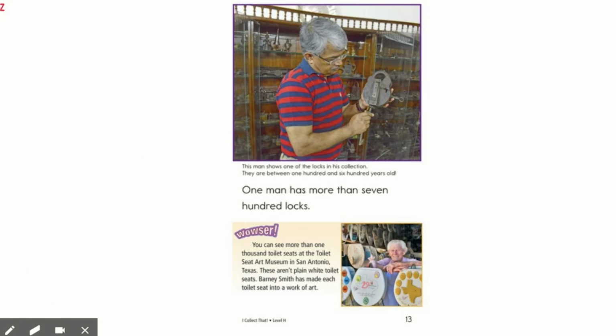One man has more than 700 locks. Under the photograph, the caption reads, "This man shows one of the locks in his collection. They are between 100 and 600 years old." Wowzer is a fun fact. You can see more than 1,000 toilet seats at the Toilet Seat Art Museum in San Antonio, Texas. These aren't plain white toilet seats. Barney Smith has made each toilet seat into a work of art.